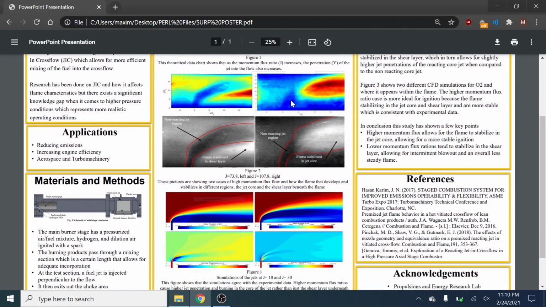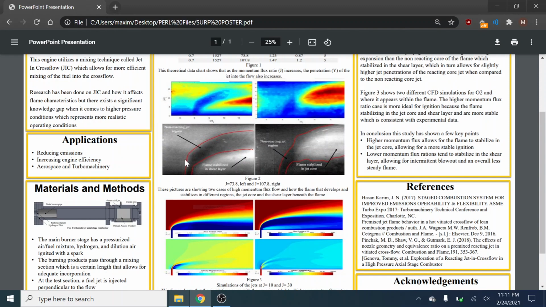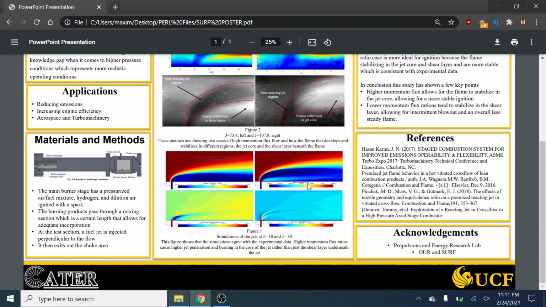The effect of this is, as can be seen in Figure 1 and Figure 2, where the lower jet momentum flux ratio, the 73.8 case here on the left, versus the 107.8 momentum flux ratio on the right, shows that the flame stabilizes in the leeward shear layer, which is a lot less stable and prone to blowout when compared to the stabilizing in the jet core. It allows for a much more stable flame that is able to continue for much longer when compared to the lower momentum flux cases.